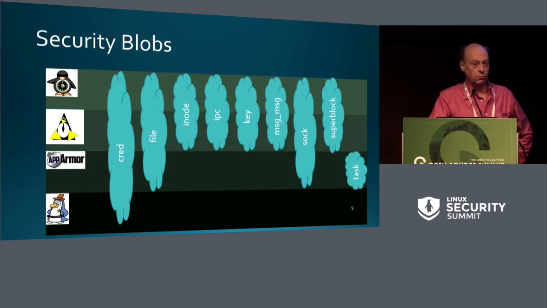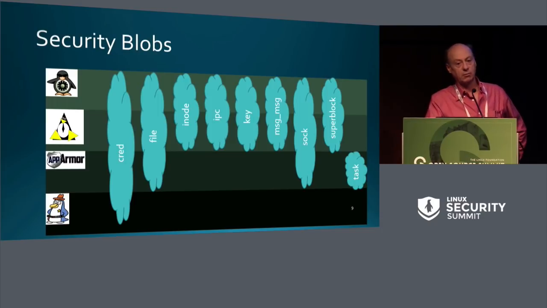And if you ran them both at the same time, what you would find is that SELinux would put its information into the structure, and then Smack would come along and put its information into the structure. And then when you went to do the check, SELinux would say, hey, I'm going to go look at this information, and it's the Smack information, and bad things would happen.